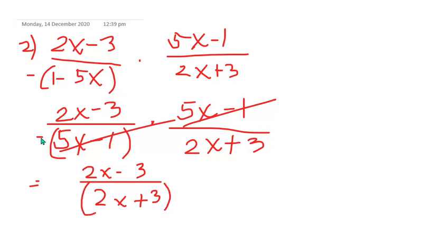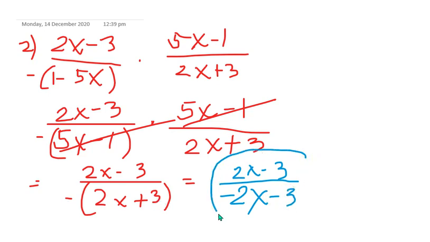Then we copy here the negative sign. Therefore, to simplify, since we're going to get rid of the grouping sign, we have now 2x minus 3 over negative times positive 2x is equal to negative 2x. Negative times positive 3 is negative 3. So therefore, this is your final answer. Okay? And the third example.